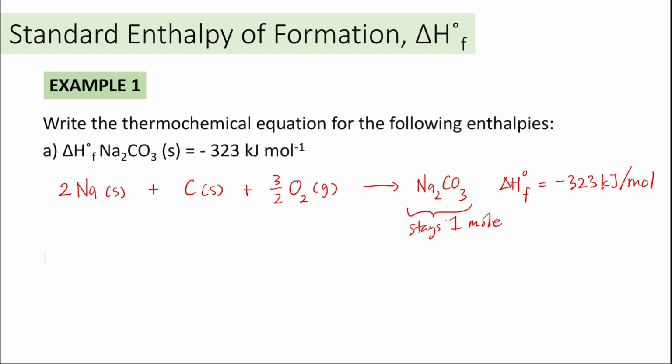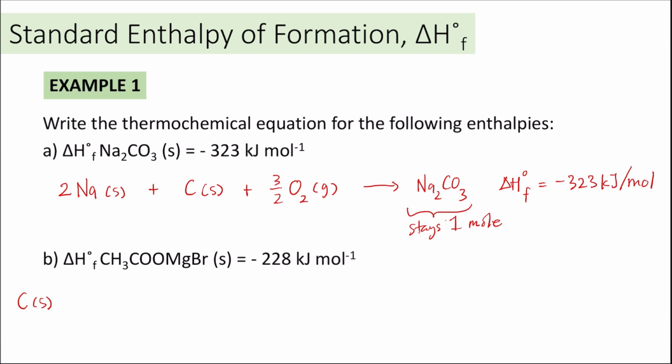Okay, let's say kita ada 1 mole. So, macam mana saya nak tulis equation for this one? Saya keluarkan semua elemen yang ada dalam CH3COOMgBr. So, saya ada carbon, phase dia solid. And then saya ada hydrogen. Hydrogen dia exist sebagai H2 gas. And then saya ada carbon, saya dah mention kat sini. And then next one saya ada O2.